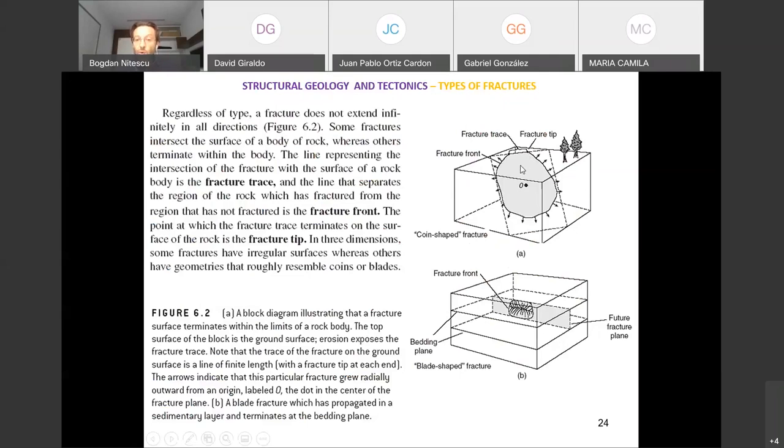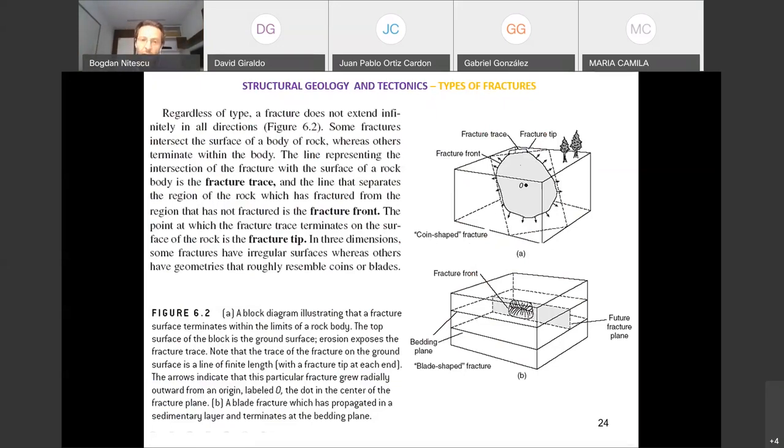Now, if you could go inside the volume of rock, this fracture will terminate along something called the fracture front. That's the idea. And depending on the rock, some fractures have irregular surfaces, others are smoother, like a plane. Here is a coin-shaped fracture. Here is a blade-shaped fracture. Here is a bedding plane, and this is perpendicular to the bedding plane, for instance. Everything depends very much on the state of stress and the pre-existing planes of weakness in the rock.